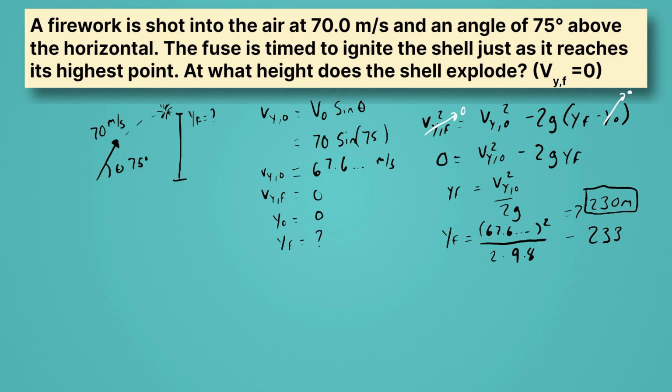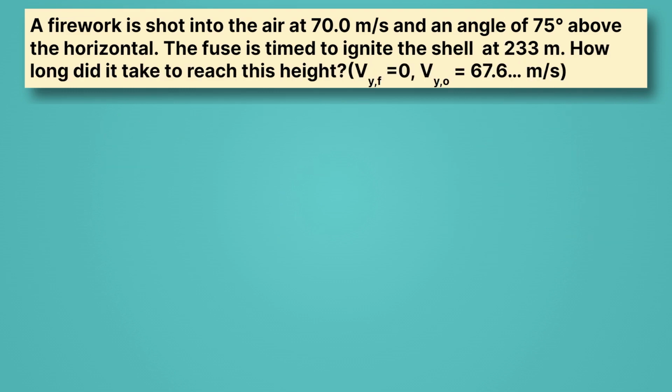Great, let's do one more. This problem has to do with the same circumstances we just saw. Only now we're told that the fuse is timed to ignite the shell at a height of 233 meters. And what we want to know in this case is how long did it take to reach this height? We already know what this picture looks like, and we've already found our y component of velocity. So let's go ahead and list some other things we know and jump right into solving this problem.